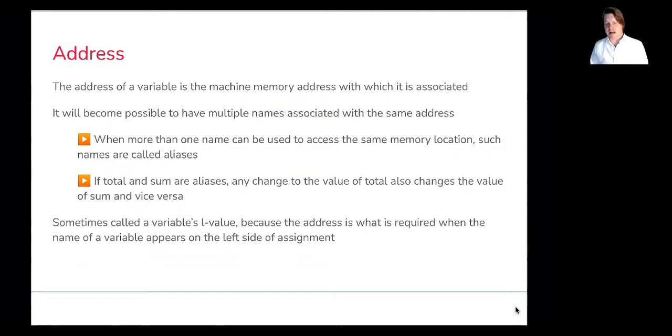Addresses are sometimes called a variable's L value. We'll get into this a bit more, but this is because it's what's required when the name of a variable appears on the left side of an assignment. So if you have something like int i = 7, we have to know where i is in order to put 7 into it. So that's why we're going to call the address an L value in this scenario.